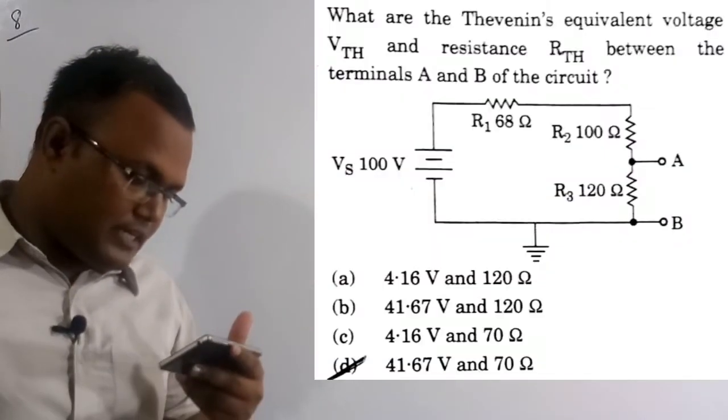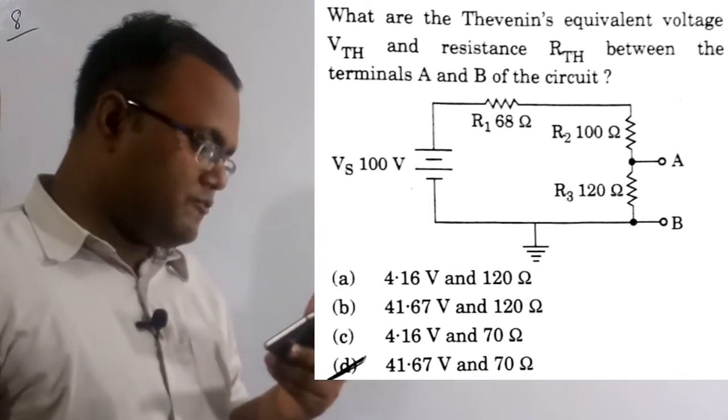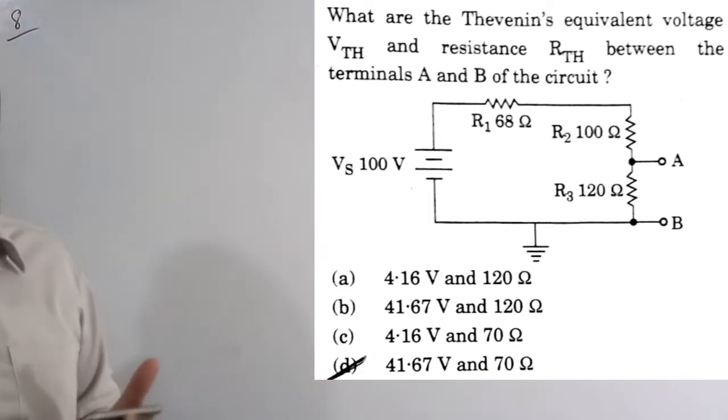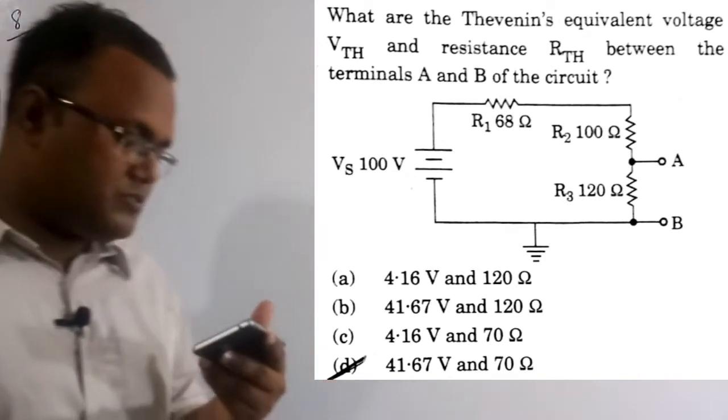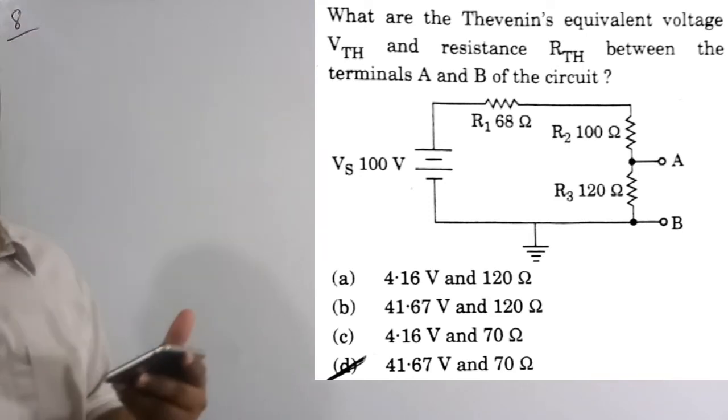So we are going to solve the 8th question. See the question here. What are the Thevenin equivalent voltage and the Thevenin resistance between the terminals A and B of the circuit? For this A and B of the circuit, we need to find the Thevenin voltage and the Thevenin resistance. What are the 4 options? Option D, 41.61 volt and 70 ohm, is the correct solution of this question.